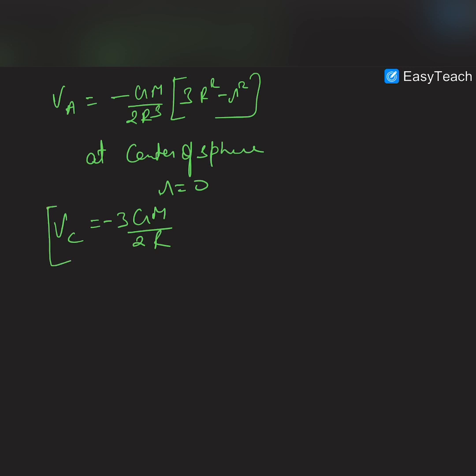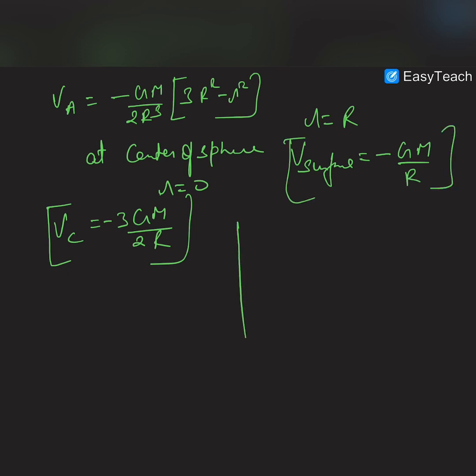This is the potential at the center of the solid sphere, and at r is equal to R, you can substitute the value of small r as capital R here. So you can see that V surface will be equal to minus of GM by R.